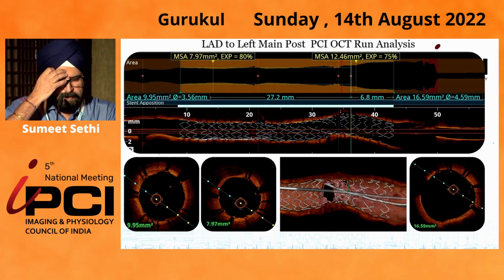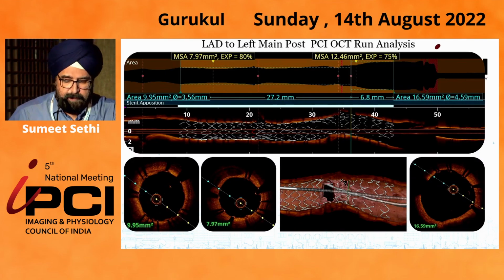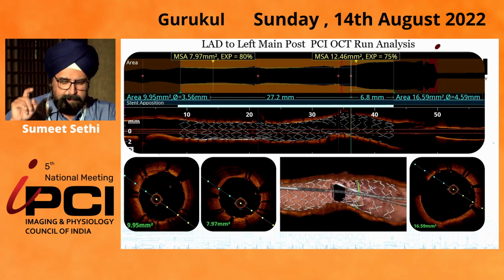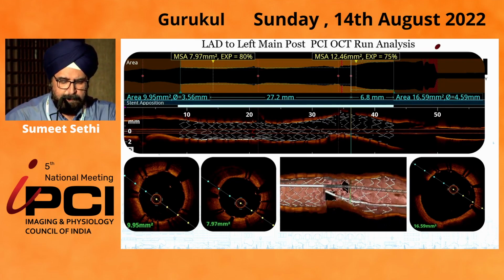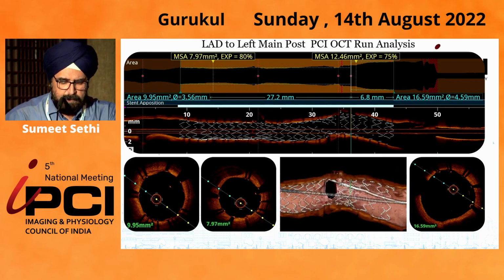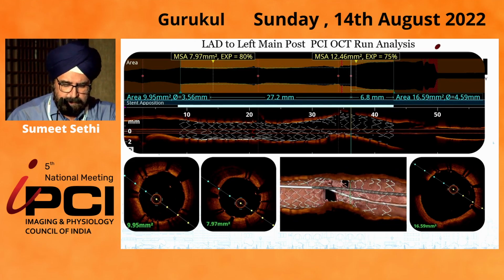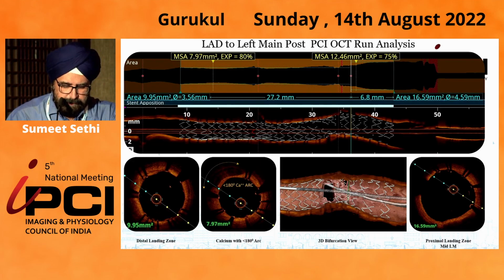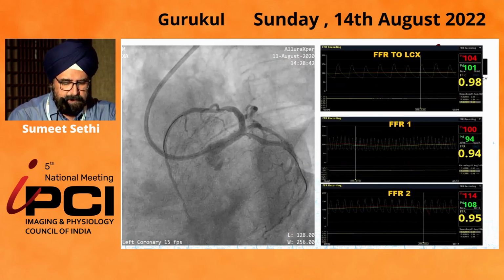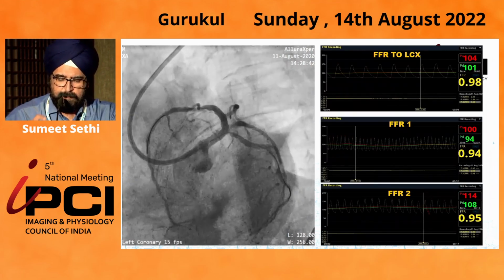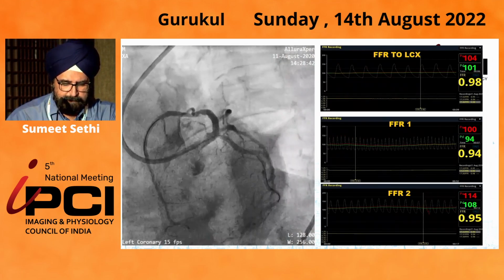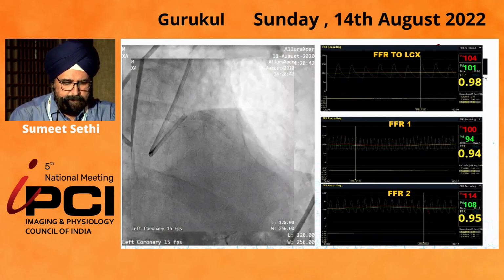We see a good area, 9.9 in the distal LAD, 7.8, 7.9 in the mid, and almost 16 in the left main. And this was the 3D bifurcation view showing that the ramus ostium was very well open. Maybe a strut or two across the circ ostium, but it was a non-dominant circ. But still, we wanted to see whether this circ required any intervention. So this was the final angiogram. Did an FFR to the circ, which was quite normal, 0.94, 0.95. So these were the final images.